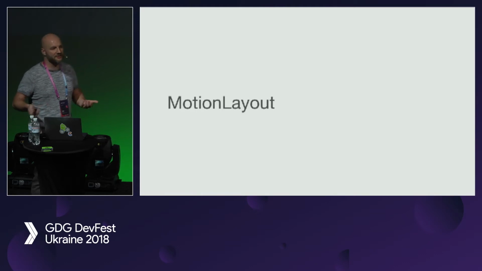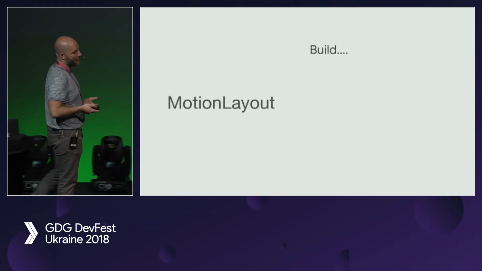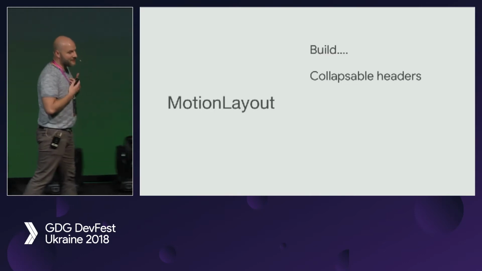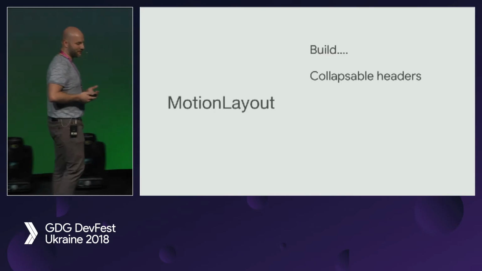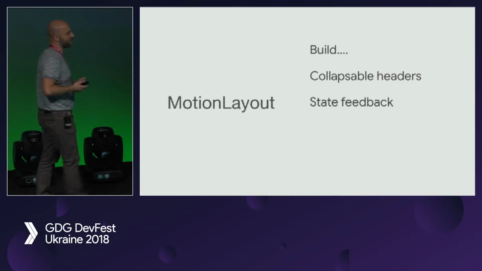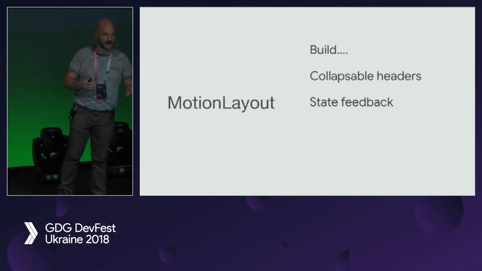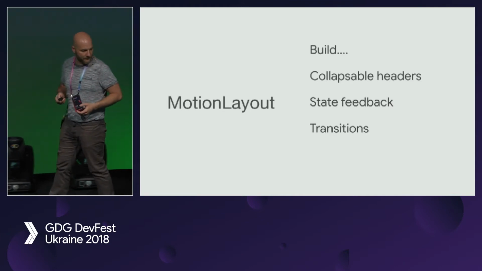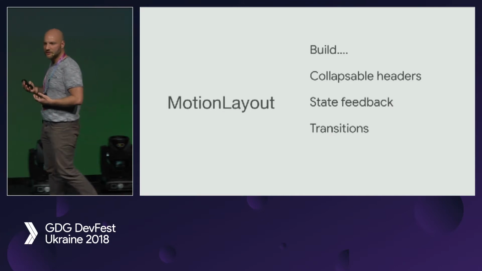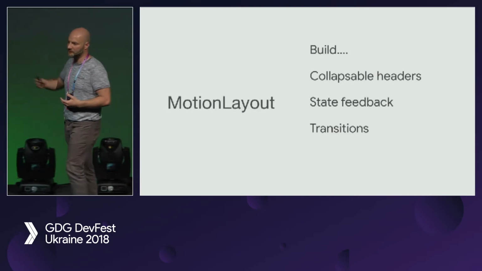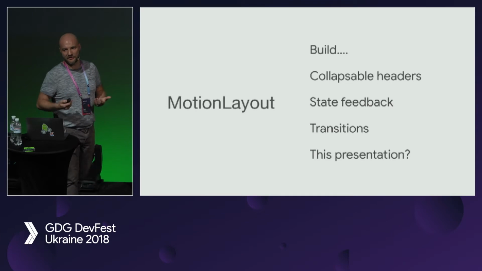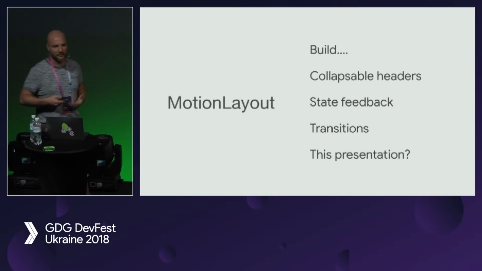So what kind of things can you build with MotionLayout? You can build collapsible headers, and for me, that's very exciting. I'm very excited about collapsible headers. You can build state feedback. So if you go online to offline and you want to animate between those two states, it's very, very easy to do that with MotionLayout. You can build transitions between a couple different states with MotionLayout. And literally every animation I've done in this presentation could be implemented in MotionLayout relatively easily.